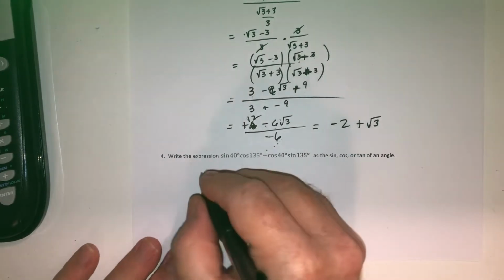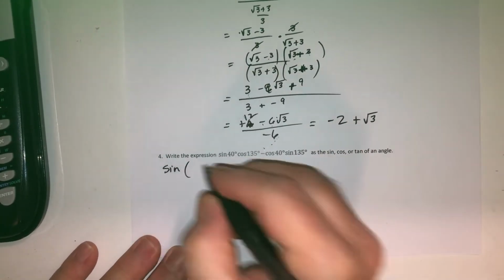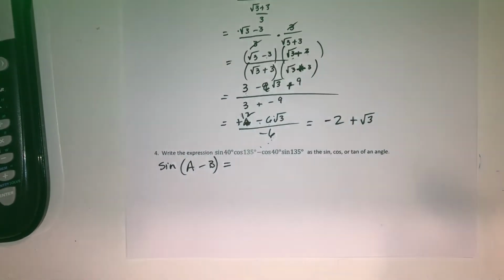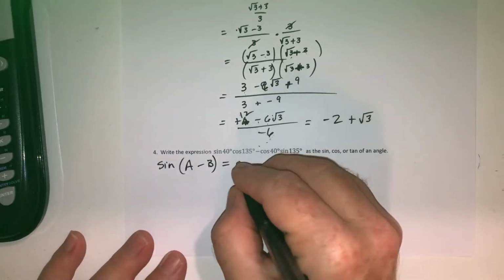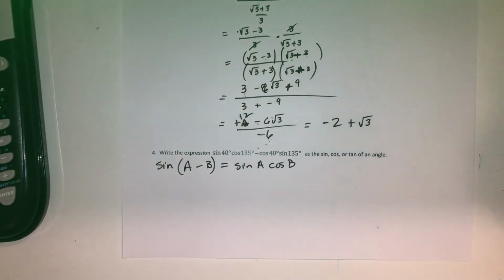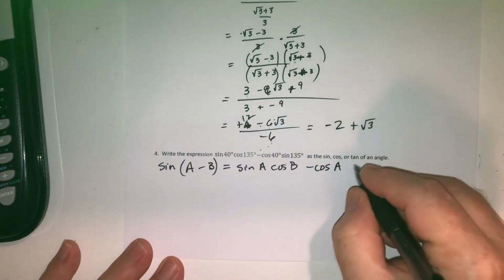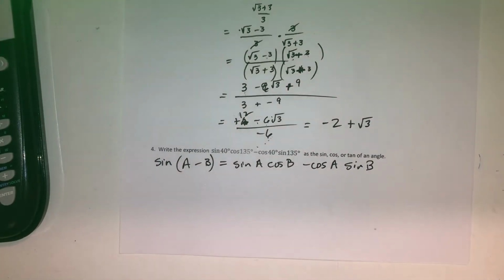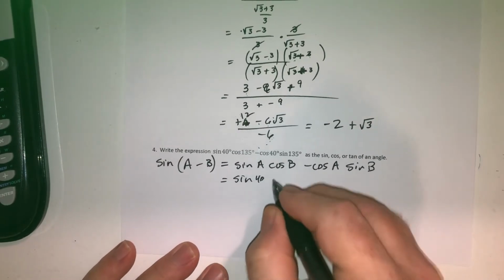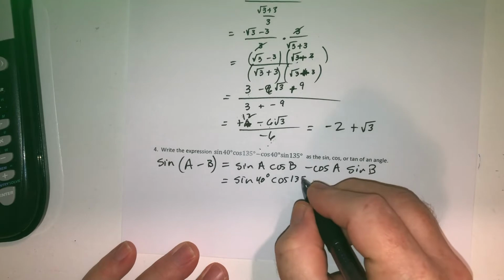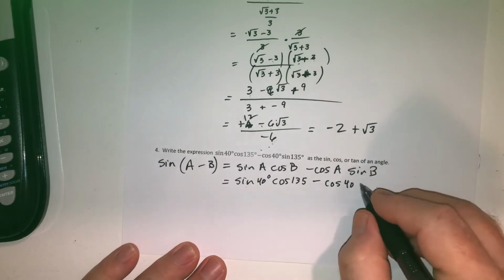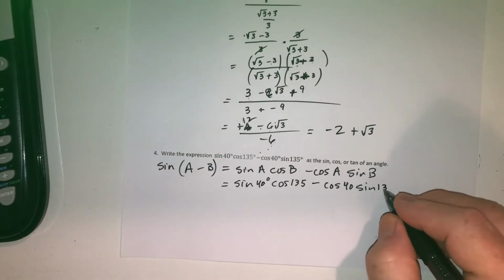It looks like they're using, and I'm going to write the rule over here, the sine of alpha minus beta is equal to the sine of alpha times the cosine of beta minus the cosine of alpha times the sine of beta. So I've got the right-hand side over here. I've got the sine of 40 degrees times the cosine of 135 degrees minus the cosine of alpha, which is 40 degrees, times the sine of beta, which is 135 degrees.